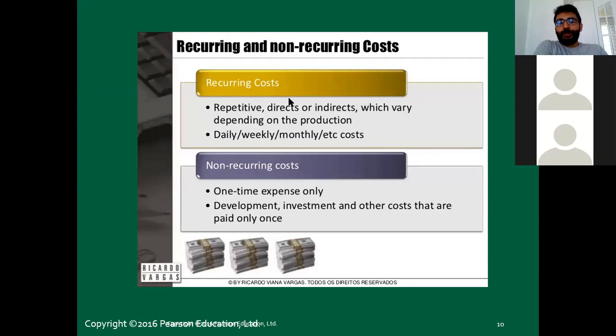Recurring costs, repetitive costs, are repeating themselves. For example, rents, right? Utilities, every week, every month, you are paying that. This is called recurring costs. Non-recurring costs are one-time expenses only. Development, investment, and other costs are paid only once. Like construction cost, for example. One time you pay for it, right? Or insurance, for example, you pay it one time if it's one time only.